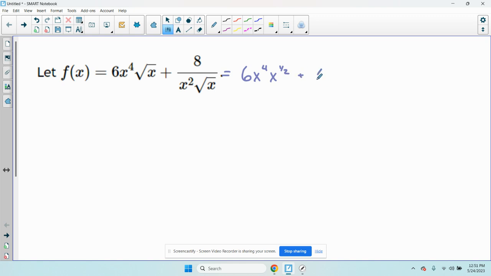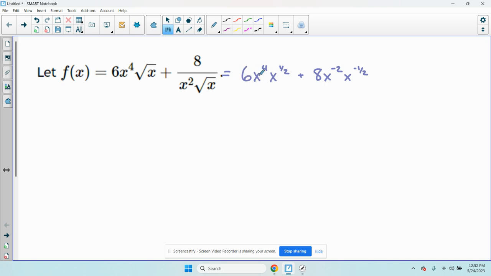Plus the 8's going to stay there. I have x squared on the bottom. I can write that as x to the -2, right? Negative exponents put me in the denominator. And I have the square root of x in the denominator, so that's x to the -1/2.